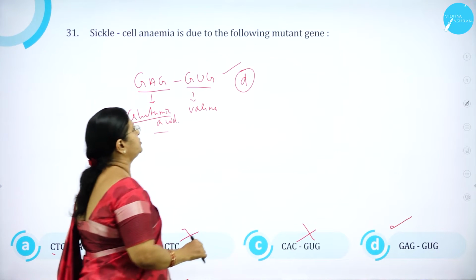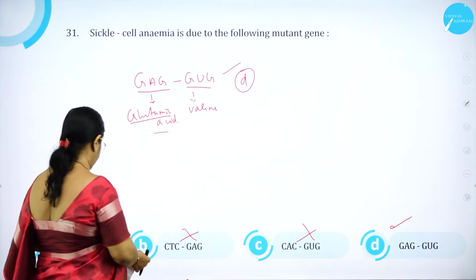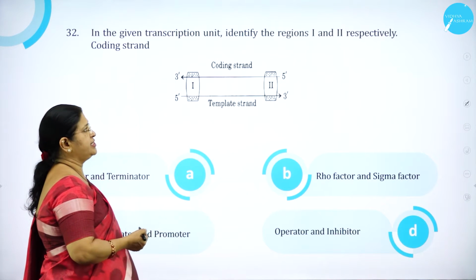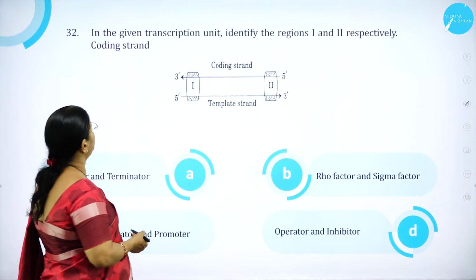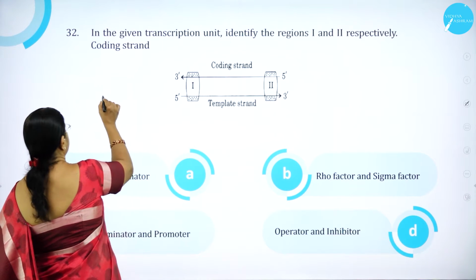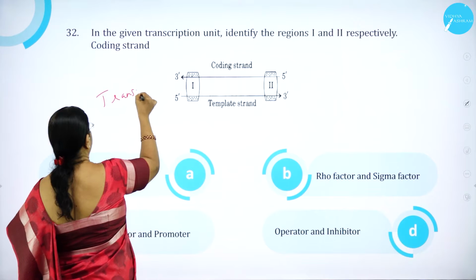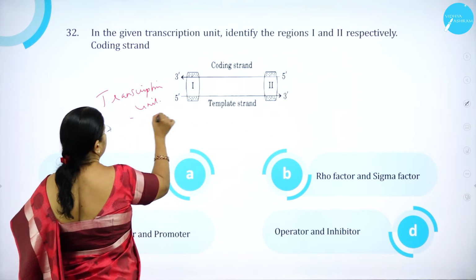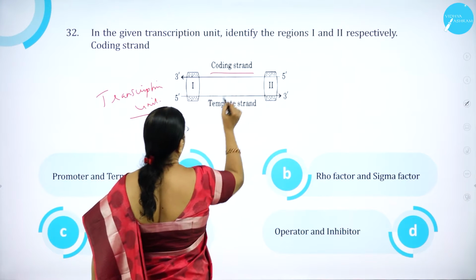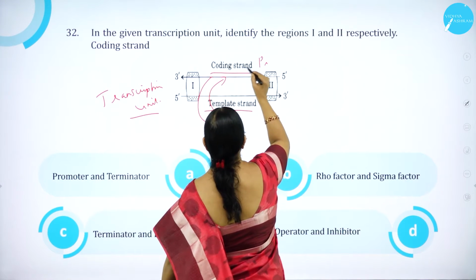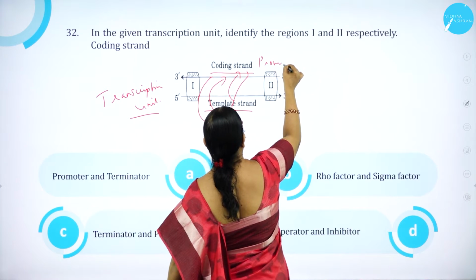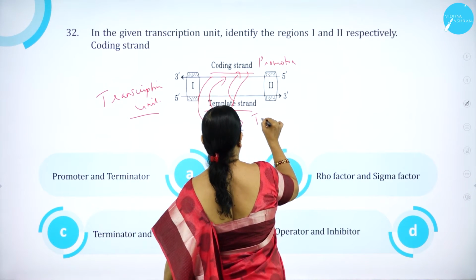In the given transcription unit, identify the regions 1 and 2 respectively. So this is the transcription unit. Here it is the coding strand, here it is the template strand. If this is the template strand and this is the coding strand, it will be the promoter, then this will be the terminator.